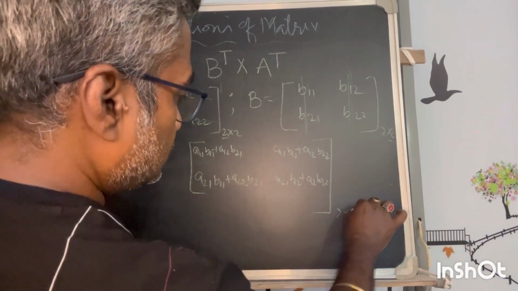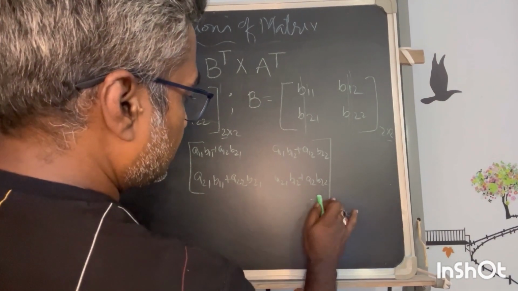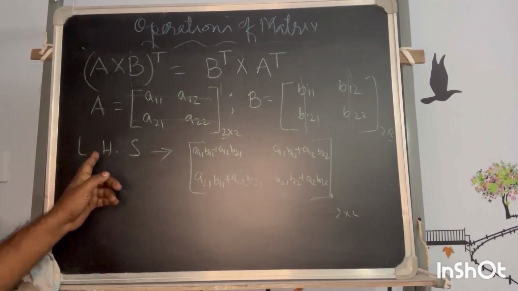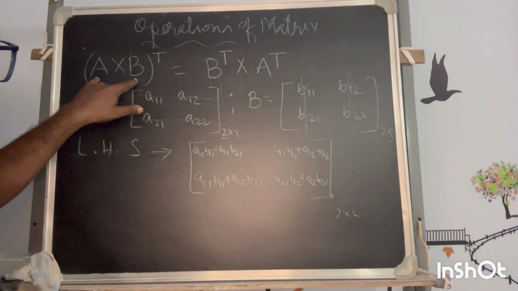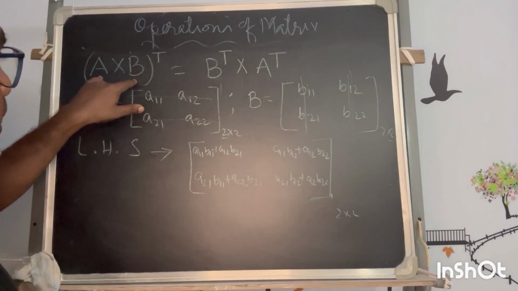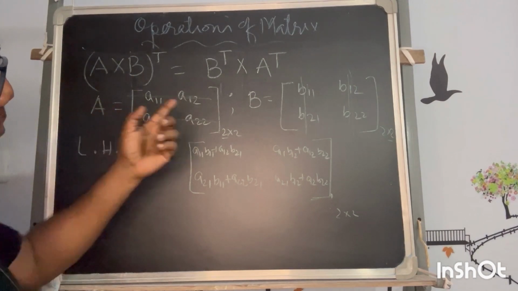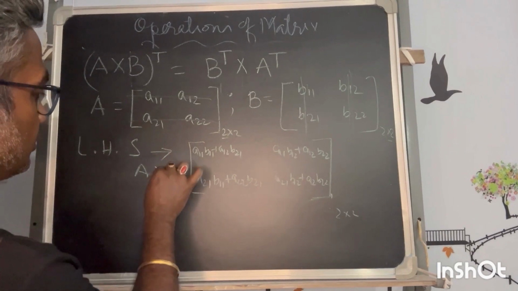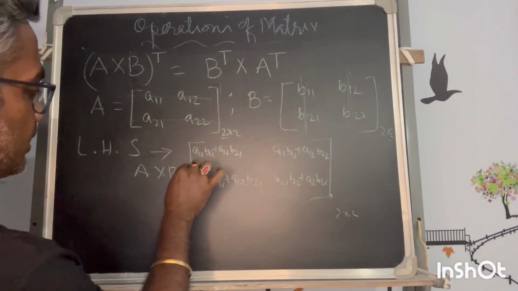This is 2 cross 2. I need not write it, but still I am writing. This will be the result where I get the left hand side after multiplying A cross B, because I am just doing the multiplication of A cross B. Now I have to take the transpose. This is the result where I got this A cross B.